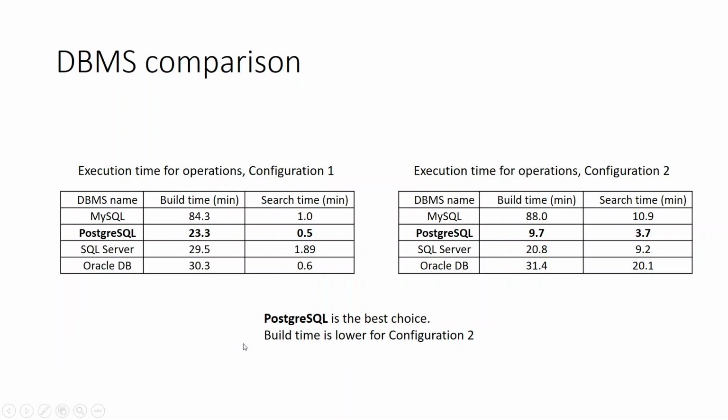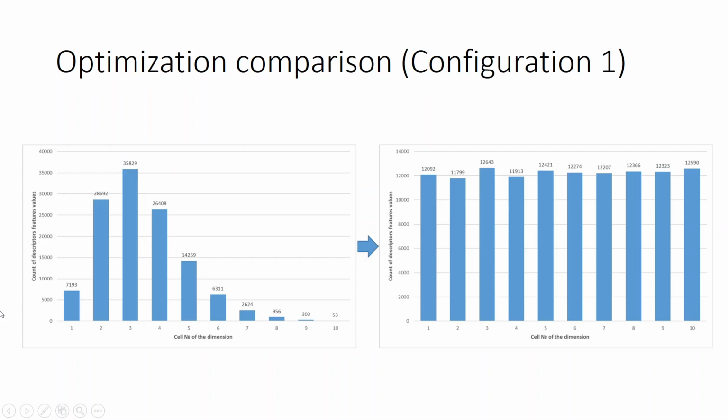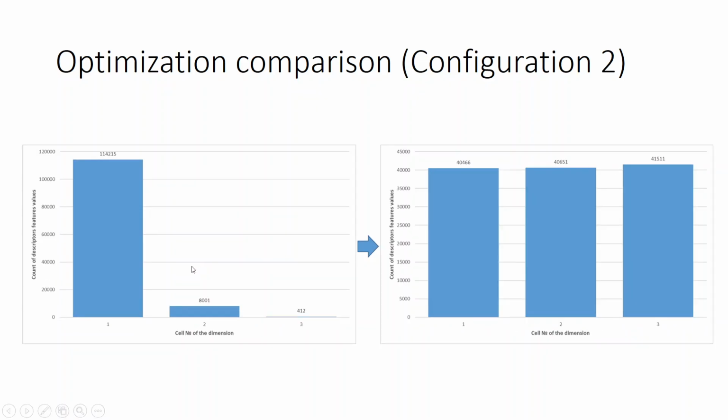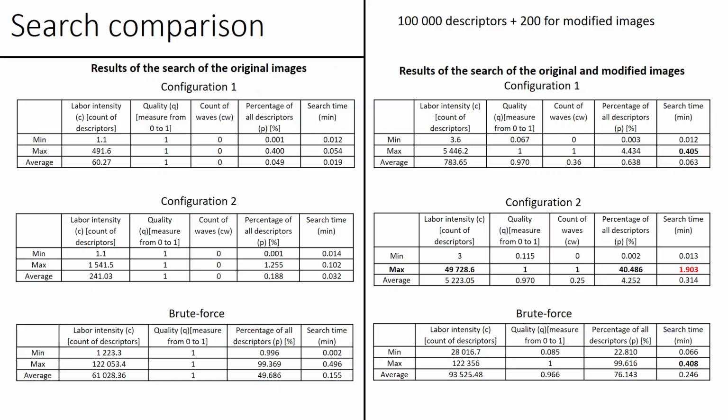As you can see, the build time for configuration 2 is lower than for configuration 1. This is this line. But if we look at the results of this optimization, it's really good for configuration 1 and for configuration 2. So we can see the small impact of this configuration on this step. And let's move on.